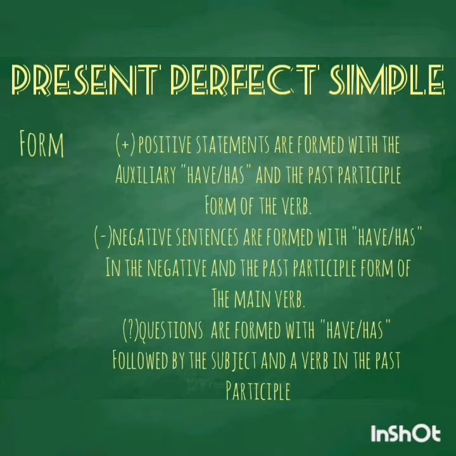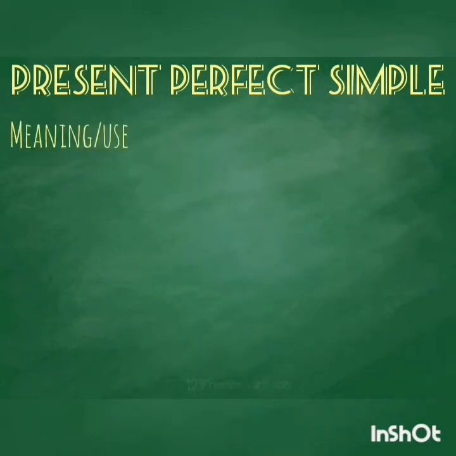In case you don't remember it, the past participle form of the verbs can be found in the third column in case it is an irregular verb, or in case you have a regular verb, you can add final d, ed, or ied to your verb.